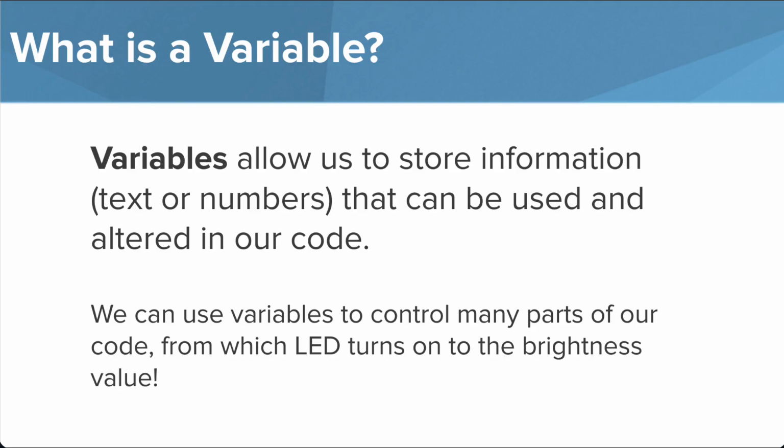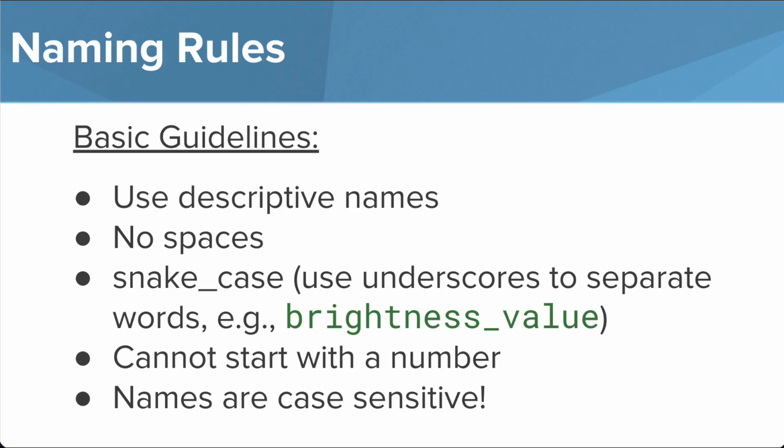Before we start learning more advanced coding techniques, let's go over some broad rules we need to follow when naming variables in our code. Anytime we want to name something, we want to make sure the name is descriptive. When someone rereads a name in our code, they should be able to make an educated guess as to what it is used for. Our names cannot include any spaces. In Python, we write all names using snake case, where we use underscores to separate words. For example, brightness_value.